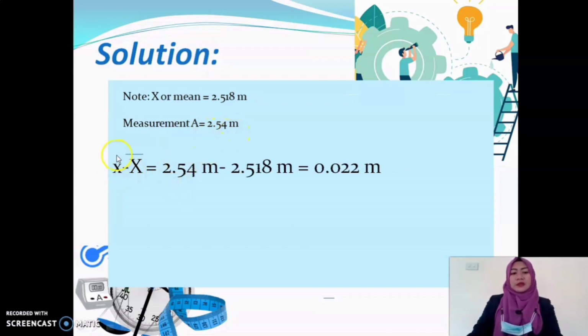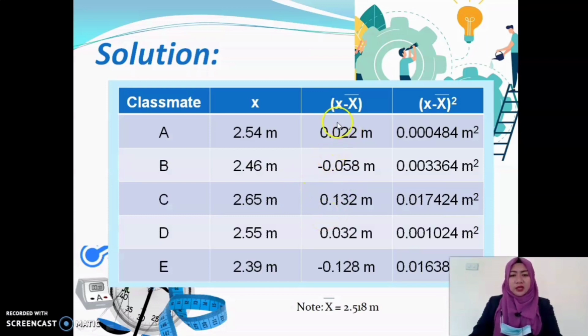To get x minus x bar, or our measurement minus our mean, for measurement A, you have 2.54 meters minus our mean, which is 2.518 meters, and you will get 0.022 meters, and we will put that on the table. And the process goes along with measurement B, measurement C, measurement D, and measurement E.